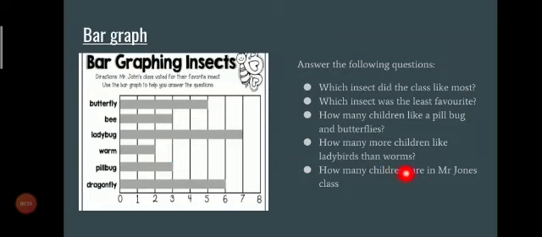Question number 8. How many children are in Mr. John's class? Count. I am going to just tell you the number of children, you have to add them. Butterflies have 5 votes. Bee has 3. Ladybird bug has 7. Worm 2. Pillbug 3. Dragonfly 6. Add all the numbers of votes, then you can find out how many children are there in this class very easily. Hopefully you have cleared the bar graph that is horizontally based.